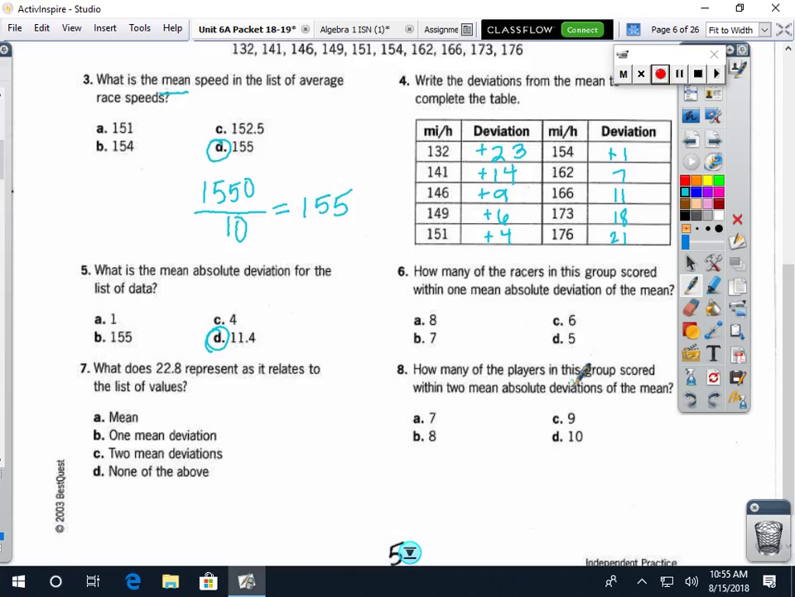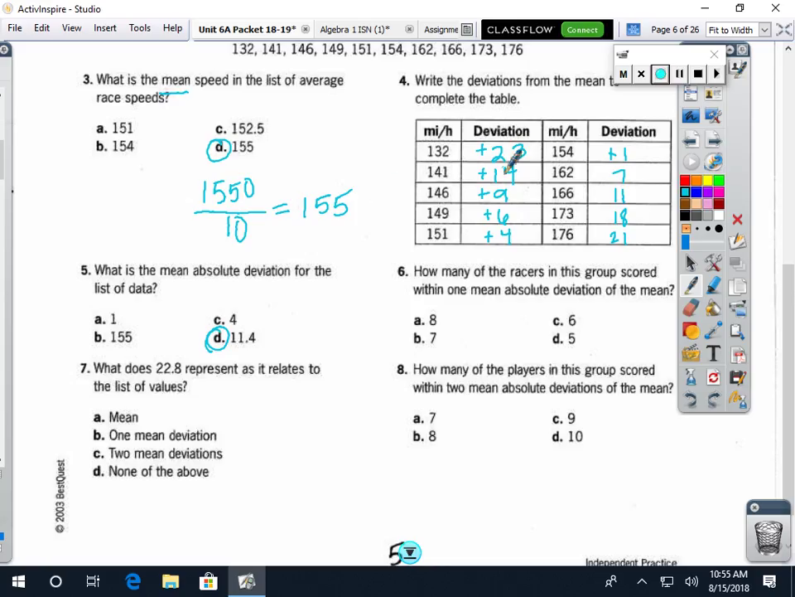Number 6 says, how many of the racers in this group scored. It really should say, I mean, that's weird to say scored for a race. So how many of the racers in this group drove, I guess, within one mean absolute deviation of the mean? They're asking how many of the racers were between 0 and 11.4 miles per hour. Was 23 within 0 and 11.4 away from the mean?